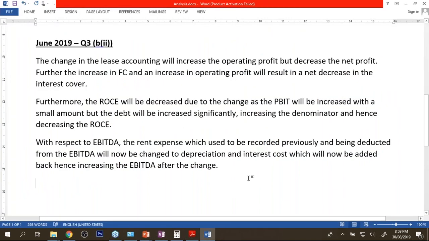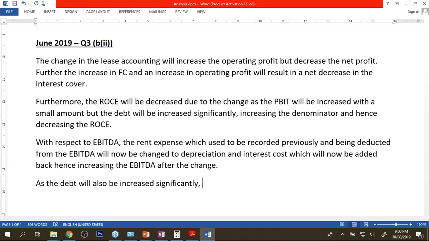So let me complete this answer further. As the debt will also be increased significantly, the debt to EBITDA ratio will also have a net impact of increase.